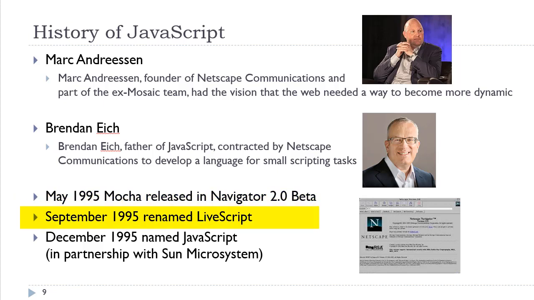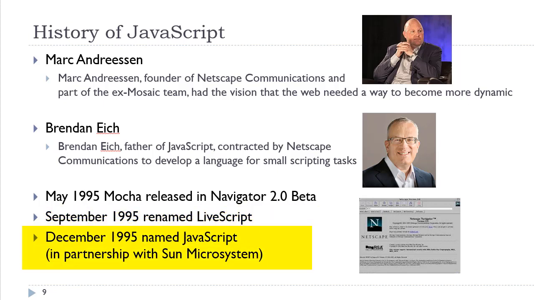Several months later, in September, Mocha was renamed LiveScript. And then in December of '95, it was given its final name of JavaScript. There was a partnership between Netscape and Sun Microsystems at this time. Sun Microsystems was developing the Java language, and because JavaScript was based somewhat on the Java language, the word Java became part of the name.